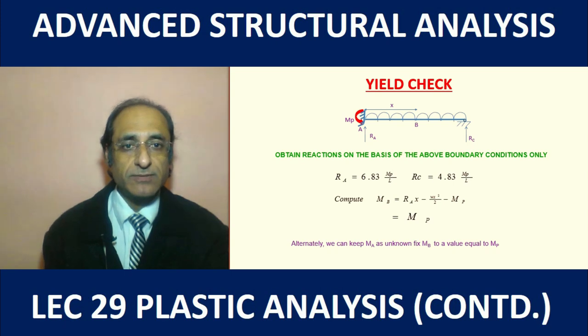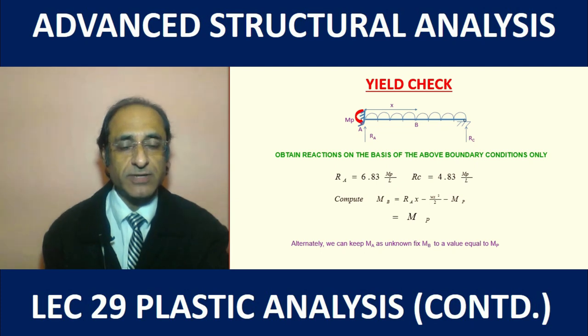Alternatively, we can assume that the bending moment at B is equal to MP, and we can keep the bending moment at A as unknown, and we can compute by following this procedure. So it has to be less than or equal to MP. So both ways we can do the yield check.